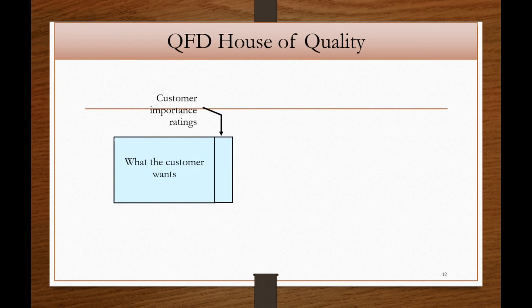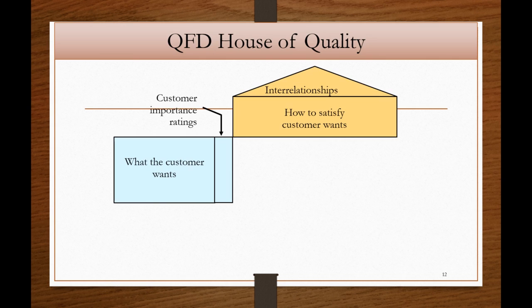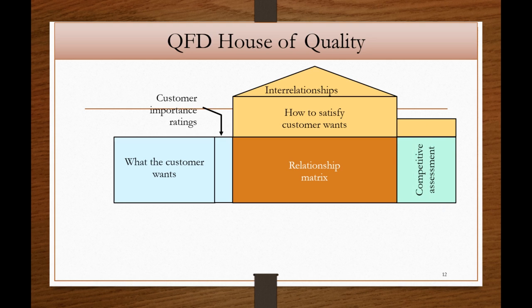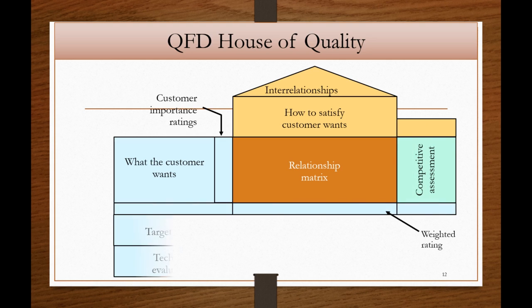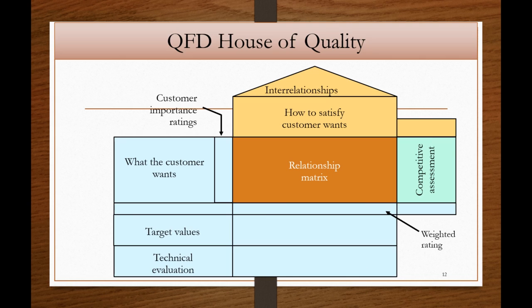This is the block diagram. So in the house of quality, we have what the customer wants, how to satisfy the customer wants, the interrelationship metrics, relationship metrics, target values, technical evaluation, weighted rating, and competitive assessments, that is competitor A and competitor B.